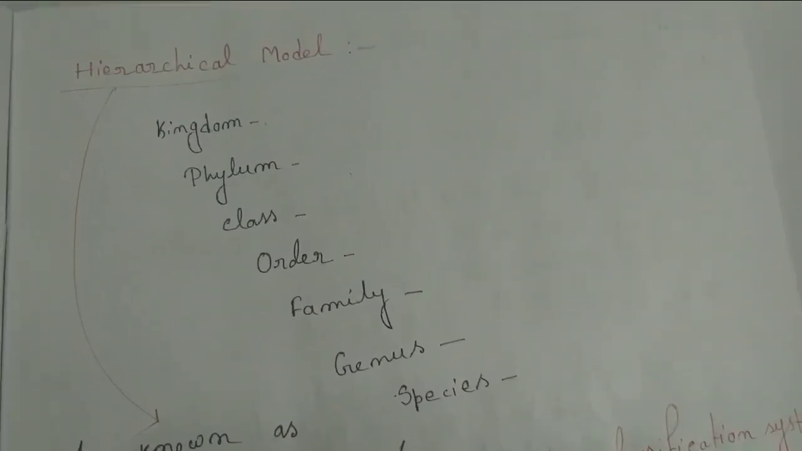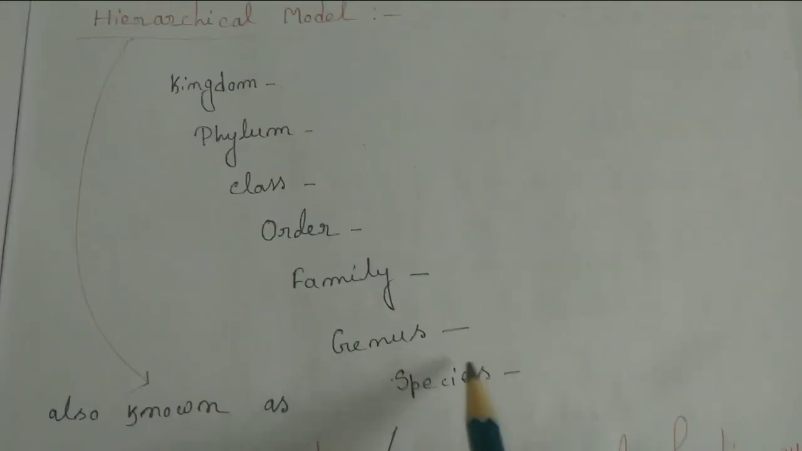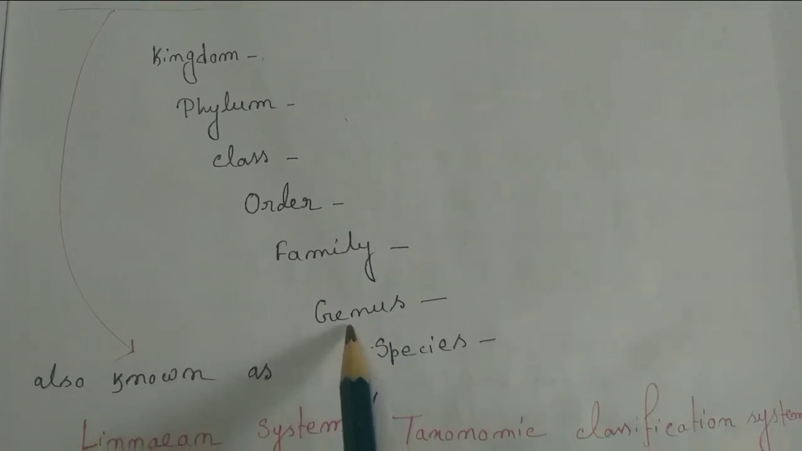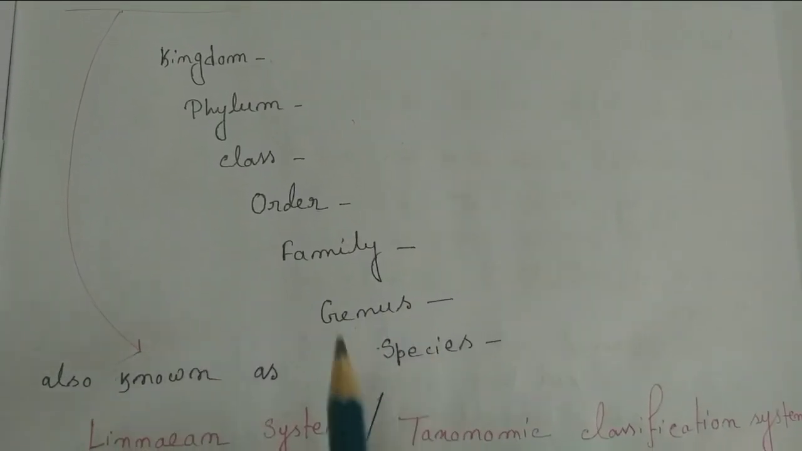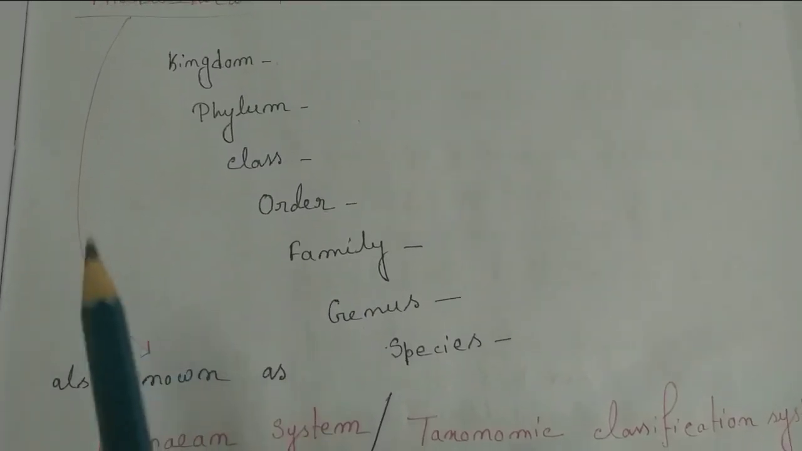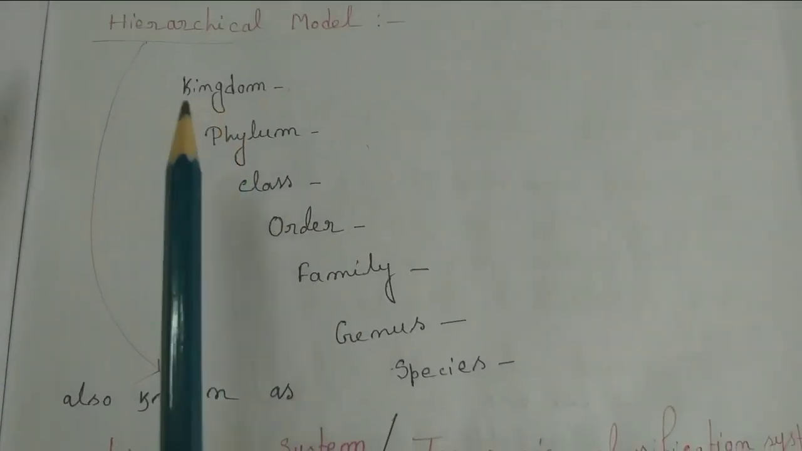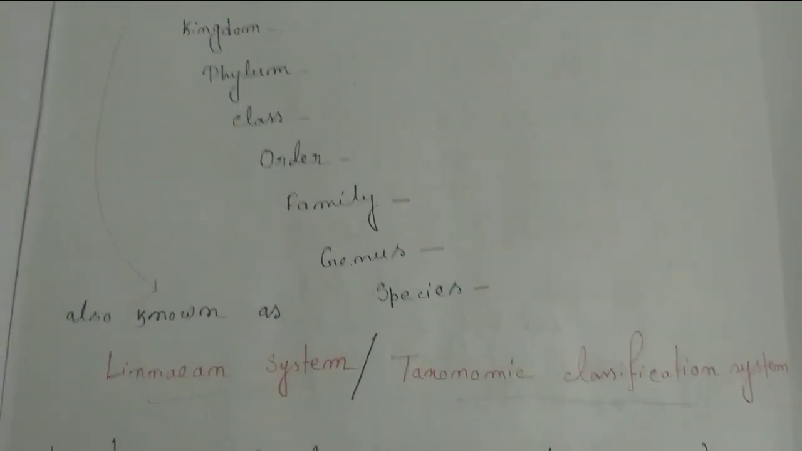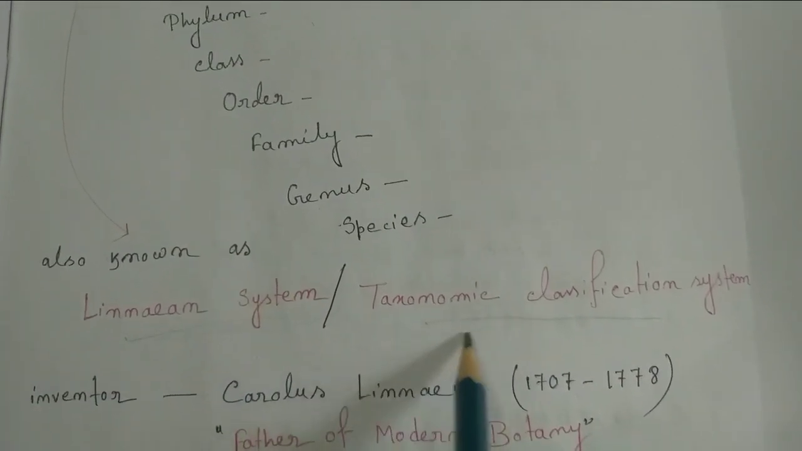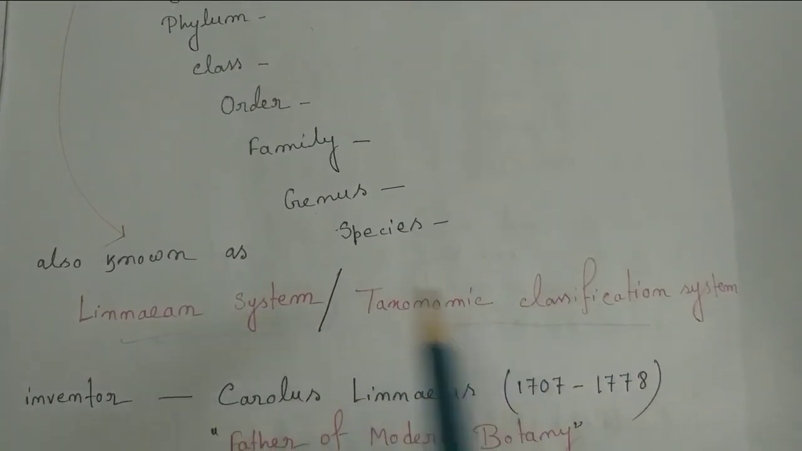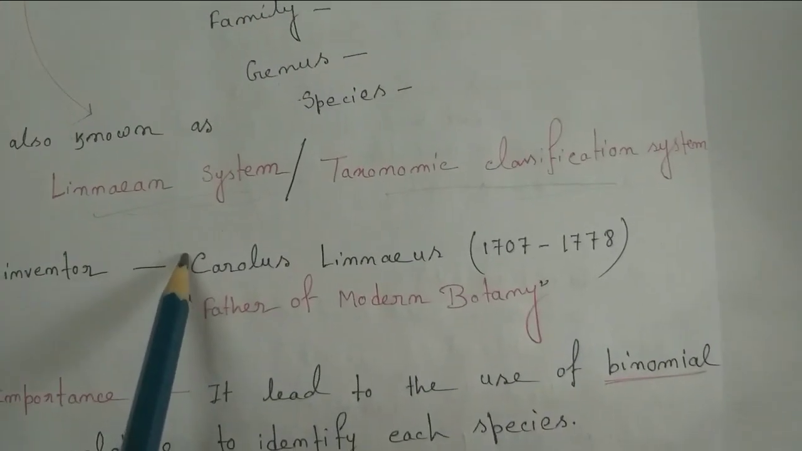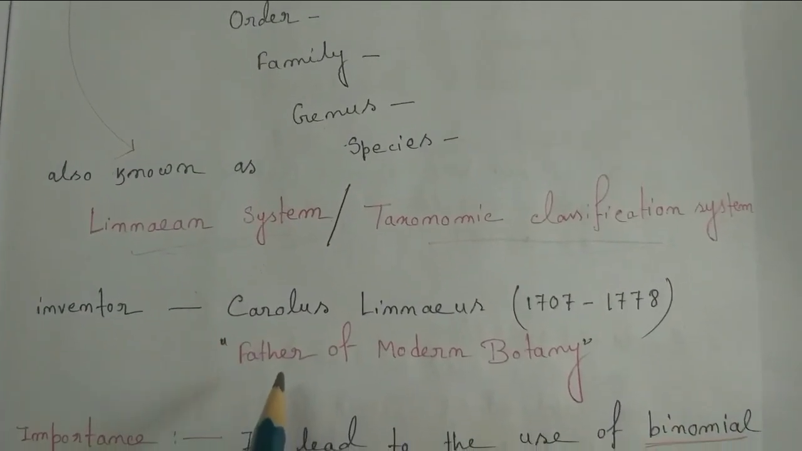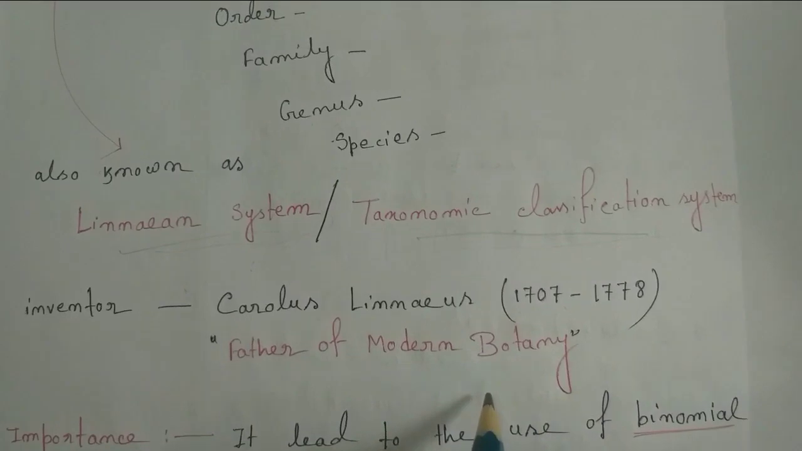So the classification groups similar plants under a species, and single or many species under a genus, and single or many genera under a family, and so on. That's order, class, phylum, kingdom. This hierarchical model is also known as the Linnean system or the taxonomic classification system. Its inventor was Carolus Linnaeus, also known as the father of modern botany.